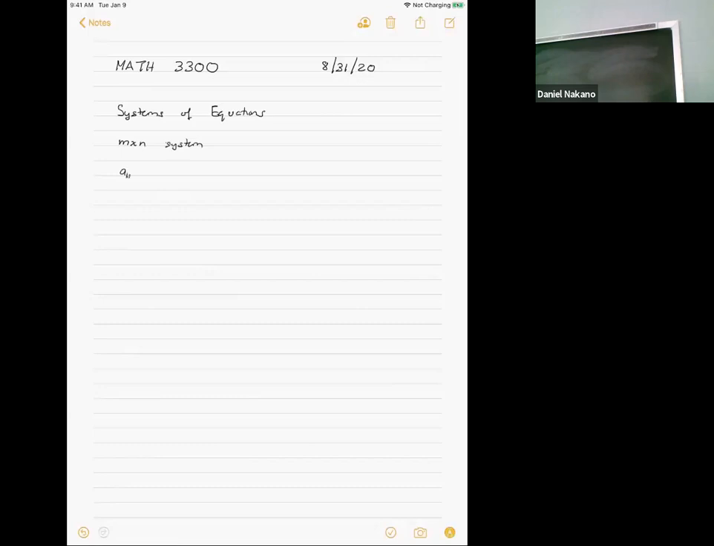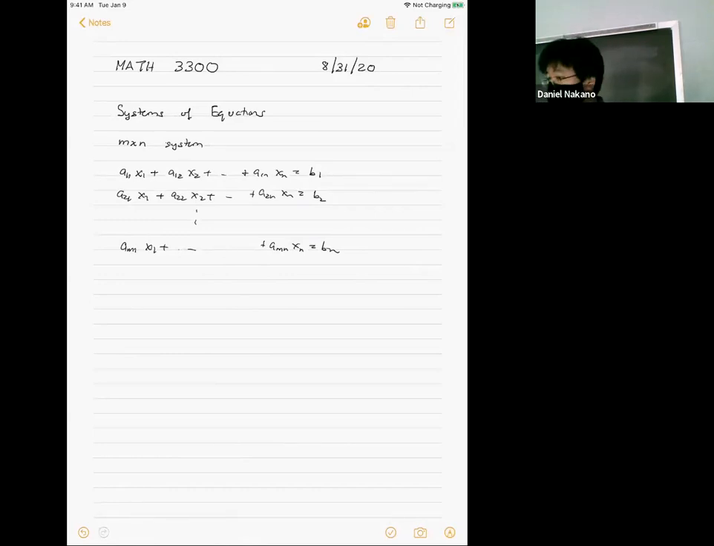You have a11 x1 plus a12 x2 plus a1n xn is equal to b1. Okay, so that's the first equation. And then you have a21 x1 plus a22 x2 plus a2n xn is equal to b2. And then you have m of these. So this is am1 x1 plus, finally, amn xn is equal to bm. Okay, so here I have m equations and n unknowns.